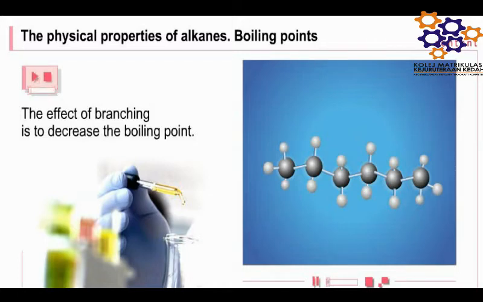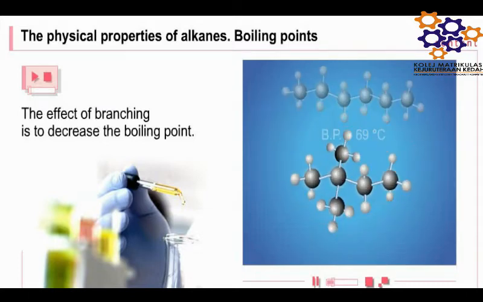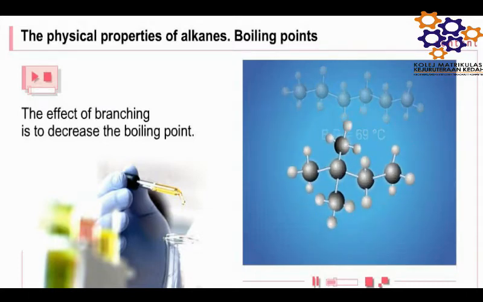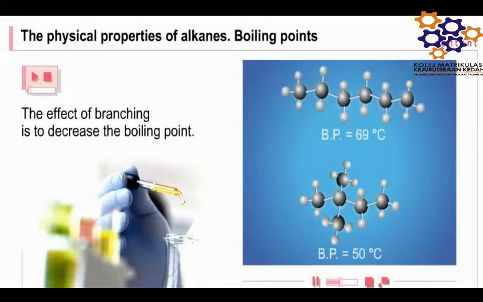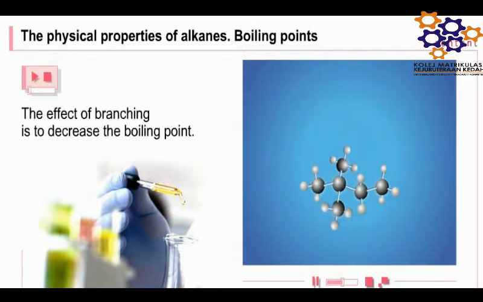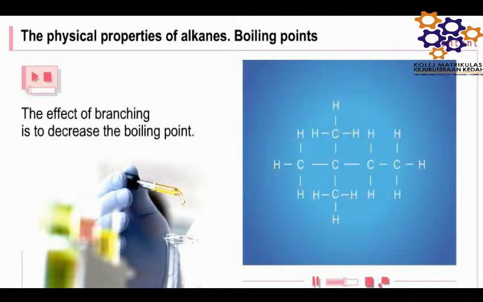Thus, the boiling point of hexane is 69 degrees Celsius, while that of its highly branched isomer, 2,2-dimethylbutane, is 50 degrees Celsius. Chain branching makes a molecule more compact, decreasing its surface area, so decreasing the van der Waals forces. The more volatile the substance, the lower its boiling point.